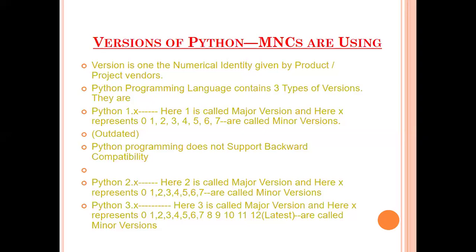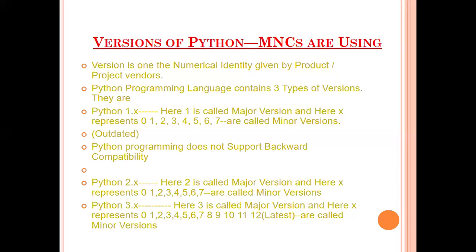And if we talk about 2.1, 2, 3 till 7 are the minor versions. So Python 3.x, let's talk about 3.x. Where 3 is the major version, .x represents the minor version. Now, if we talk about 3.x, 3.12 was the latest version. Now the latest version is 3.13.0. This is the newest version released in October 2024.